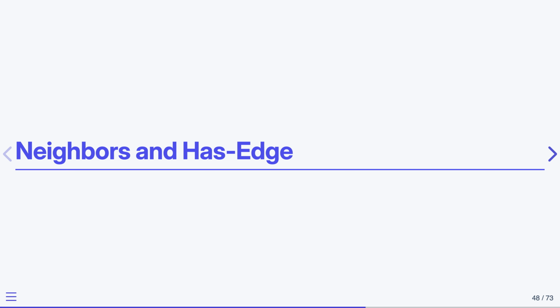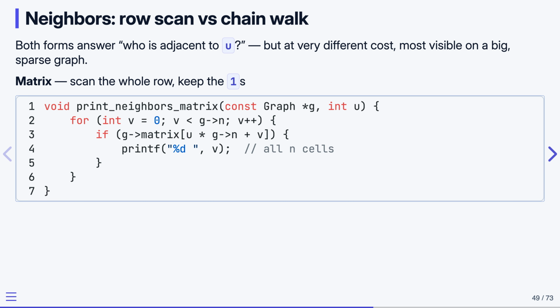Now we turn to two everyday questions. Who are a vertex's neighbors, and does one specific edge exist? Let's see how each representation answers them. Both forms answer the same question. Who is adjacent to vertex U? But the cost is very different, especially on a big, sparse graph.